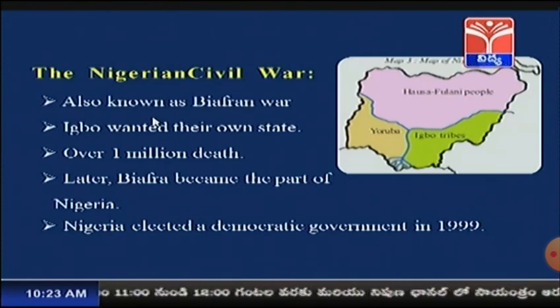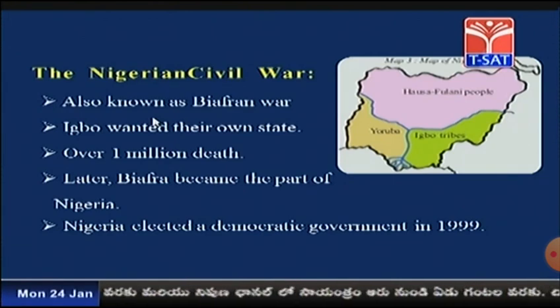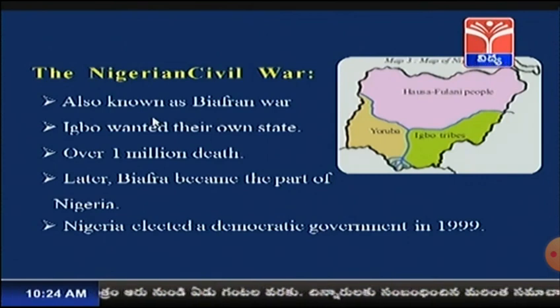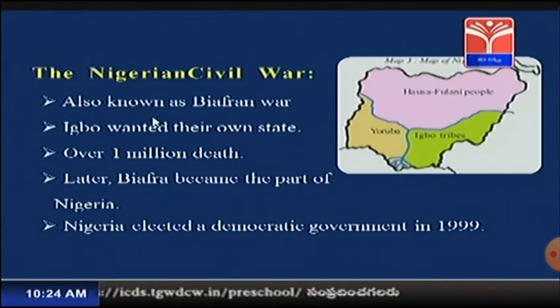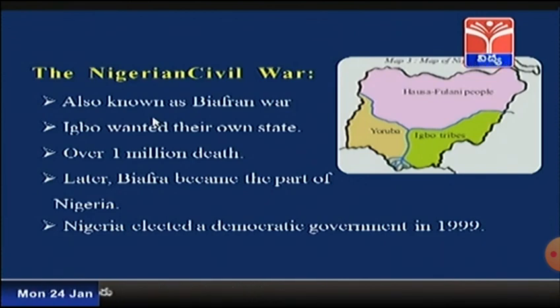In this Biafra war, over 1 million deaths occurred. So not only the soldiers, but even common civilians died due to starvation. But after the civil war, this Biafra state became a part of Nigeria. And finally, Nigeria elected a democratic government in 1999. So even after independence was given and a democratic government was formed, Nigeria was facing many challenges. Let's have a look at them.